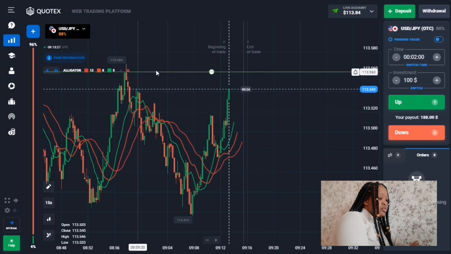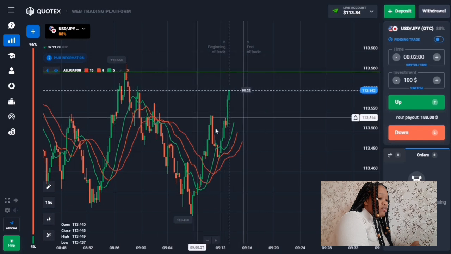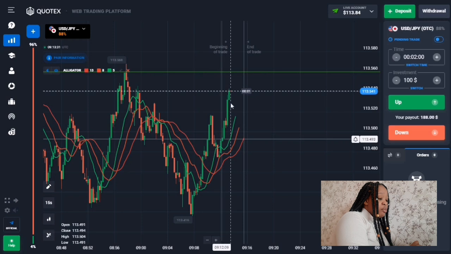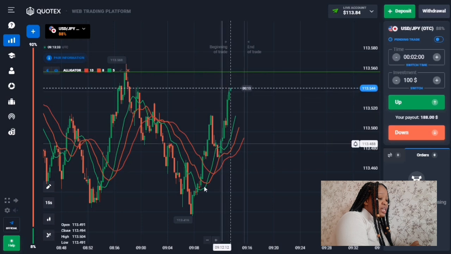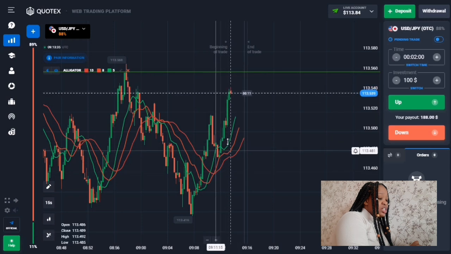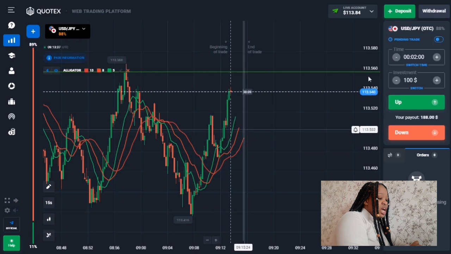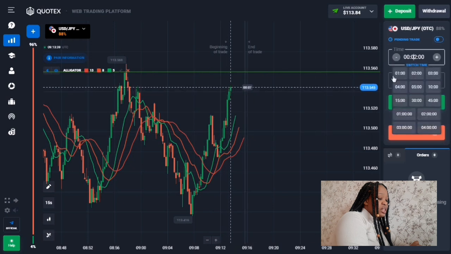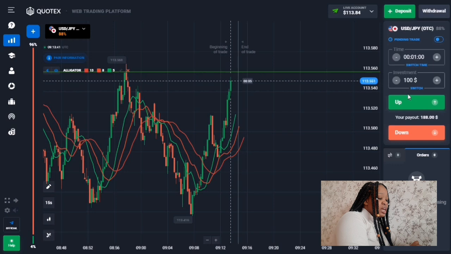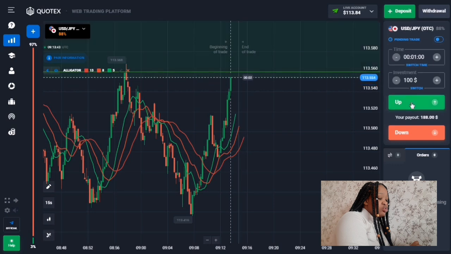Well, this is the level of resistance and there is a very good movement upwards. And looking at the indicator, I can see the intersection of the moving averages and they are moving further from each other. So I'm entering the market for 1 minute with an up trade and I wait for the results of the trade.